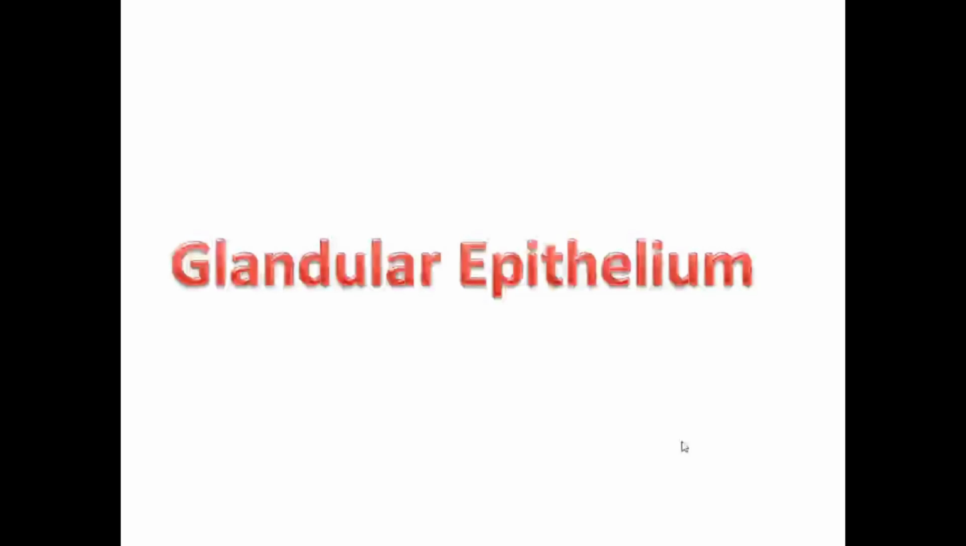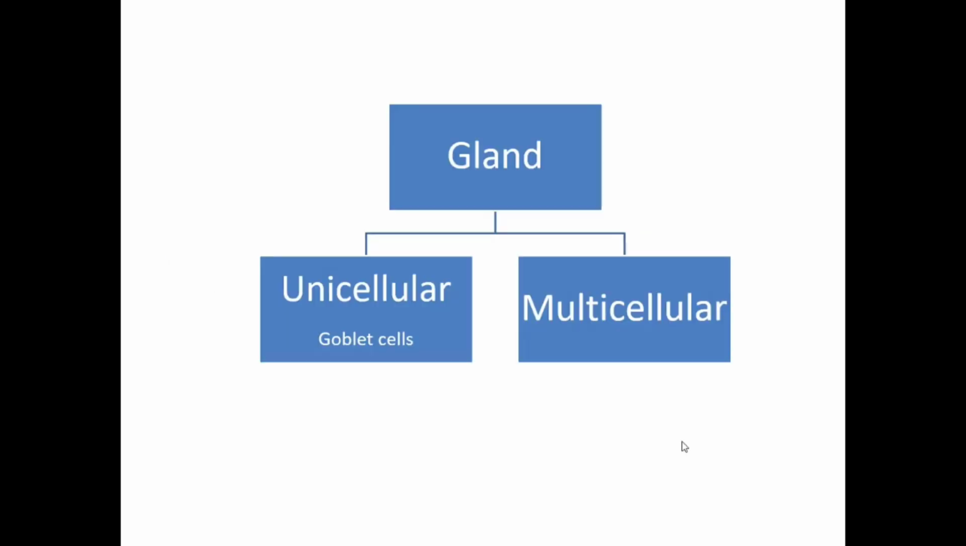Bismillah ar-Rahman ar-Rahim. In this lecture, I'm going to explain the glandular epithelium. The epithelial cells that specialize to produce and secrete various macromolecules are called glands. The gland can be divided into two groups by the number of cells. When we have one cell, we call it a unicellular gland. More than one is called a multicellular gland.